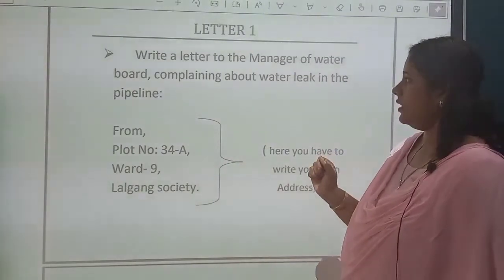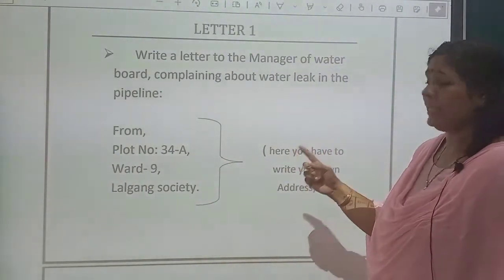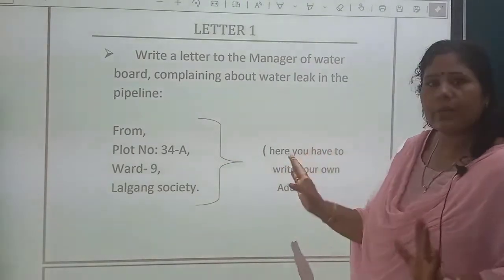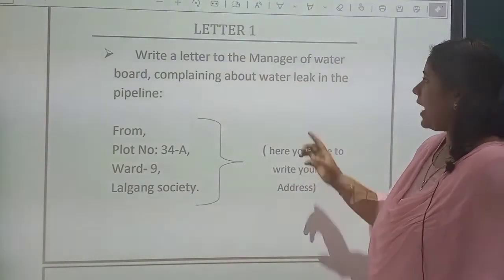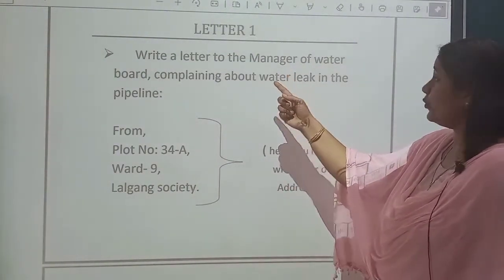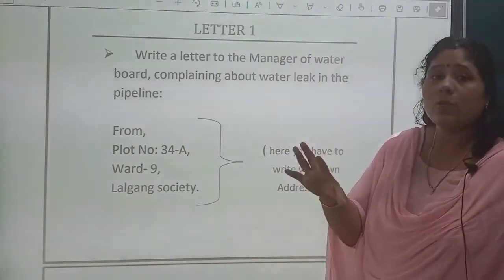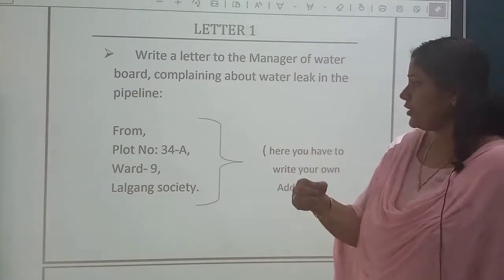Letter 1. Write a letter to the manager of the water board complaining about a water leak in the pipeline. So this is a formal letter, not an informal letter. You have to write a letter to whom? To the manager of the water board. And what complaint are you having? About the leakage of the pipe. That pipeline is leaking. Understood?